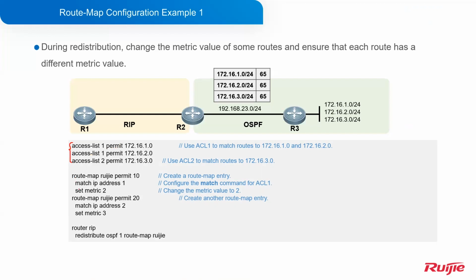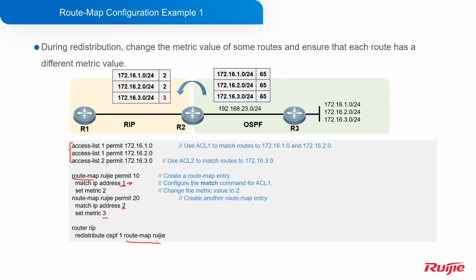Then we use ACL 2 to match routes to 172.16.3.0. And next, after matching these routes, we configure the route map. The name is Ruijie, permit 10. Match IP address 1. Here 1 represents access list 1. Set metric 2. And if you match IP address 2, match ACL 2, set metric 3. Right. And router OSPF, redistribute OSPF route-map Ruijie. When we do the route redistribution, we should refer to the route map we just defined. So in this way, we can change the metric of them.